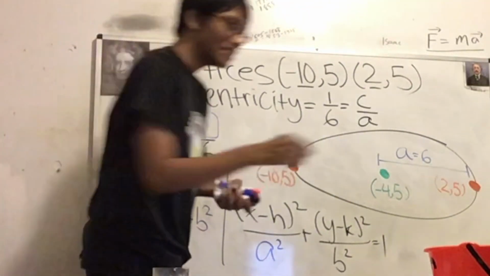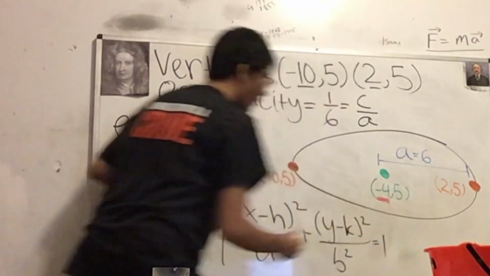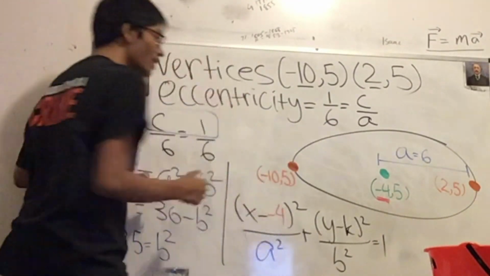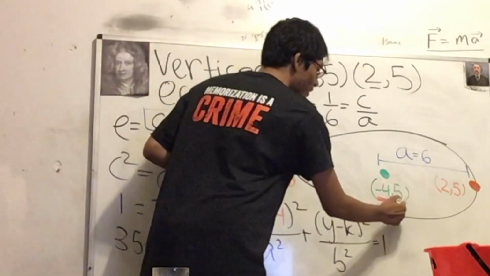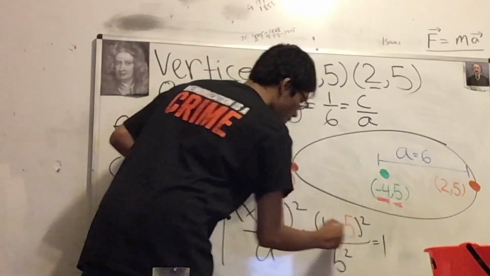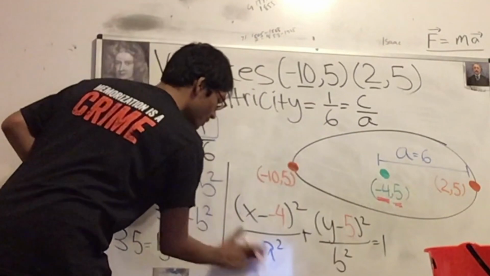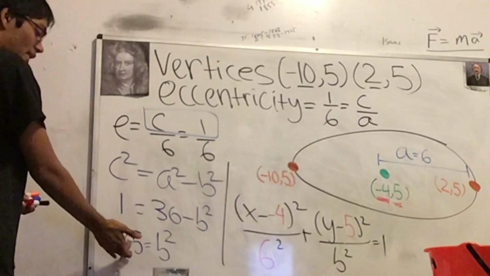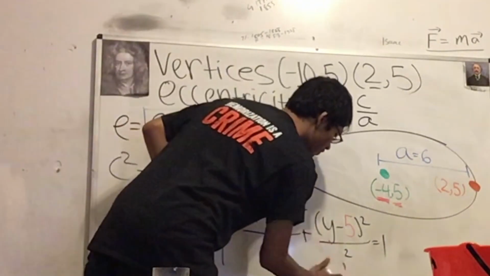So what's the information I know? Number 1, I know my h value. That's the x coordinate of my center, which is going to be -4. What's the k value? That's going to be the y coordinate of my center, which is 5. What's my a value? Well, my a value is 6, so I'm going to have 6 squared on the bottom. And finally, what's my b squared? Well, if b squared is 35, clearly b has to be square root of 35.